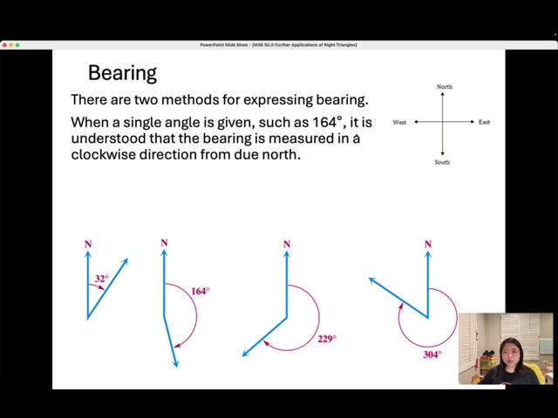Every time you see the angle here, it can go up to 360 degrees. So they start with north and go in a clockwise direction. This one will be 32 degrees, so you start counting from the north to here, 32 degrees. 164 degrees is more than 90, so that will be in this quadrant 4 here. It's going clockwise.